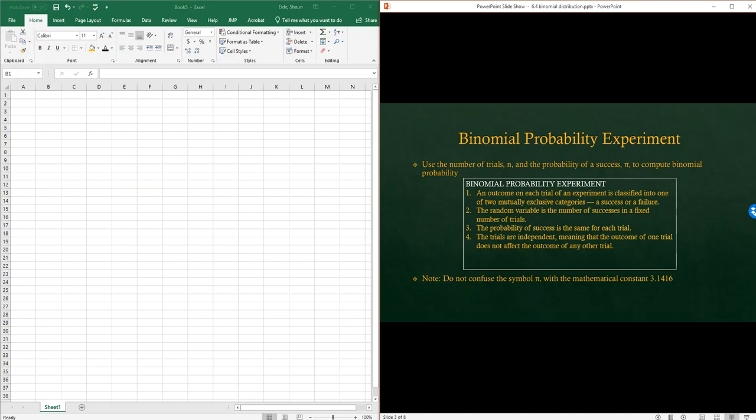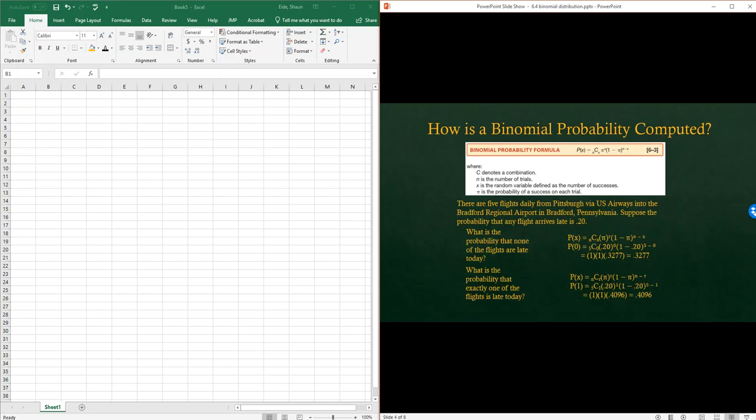The probability of success is the same for each trial. Okay, that's not to say that every one has to be 0.5, but every one has to be the same. So if the probability of success for the first trial is 0.2, then the probability of success for the second trial needs to be 0.2, for the third trial needs to be 0.2, and so on. All of them have to be 0.2, or all of them have to be 0.3. But the probability of success has to be the same for each trial. And then the trials are independent, meaning that the outcome of one does not affect the outcome of the other trial. Okay?